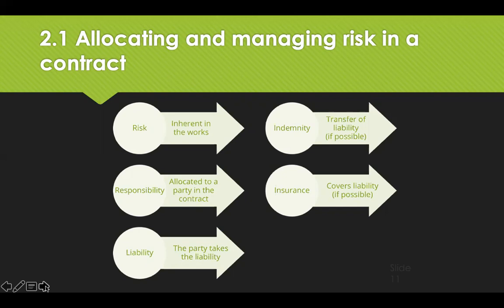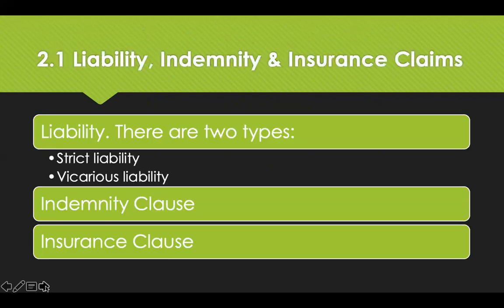Now, all parties to a contract will usually have some liabilities. Examples include liability to provide the goods and services, or a liability to pay for the products or services. An indemnity is a way of moving potential costs from one party to another. The party giving the indemnity covers the other party for the damages or loss they incur.